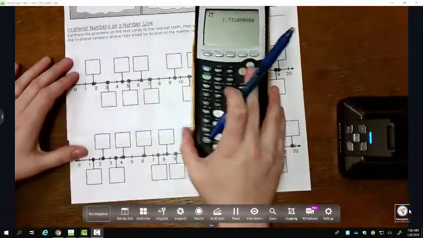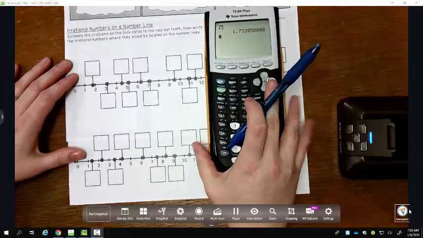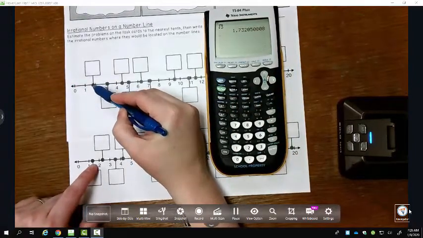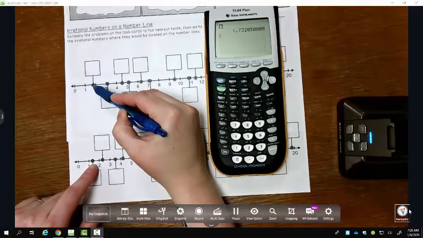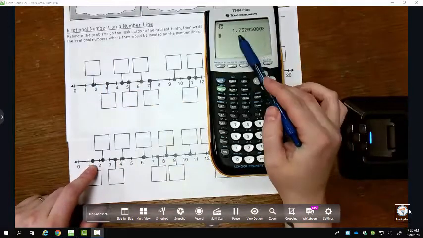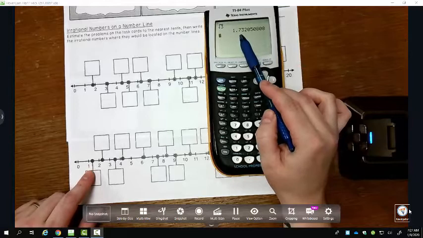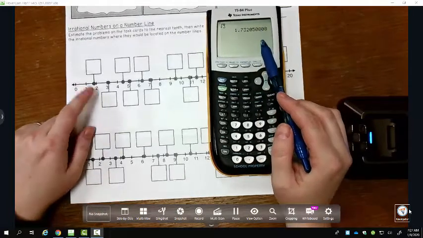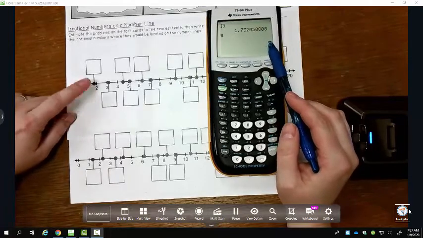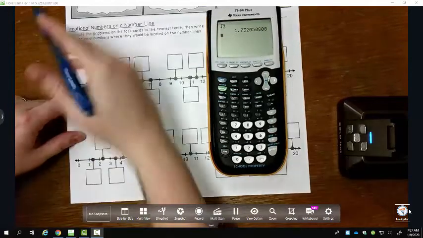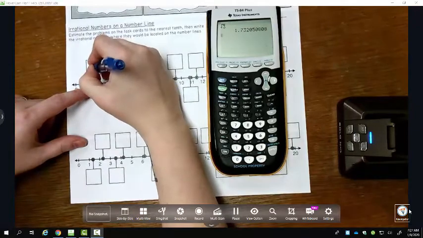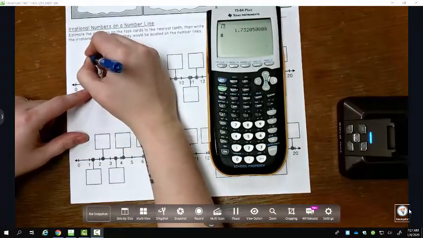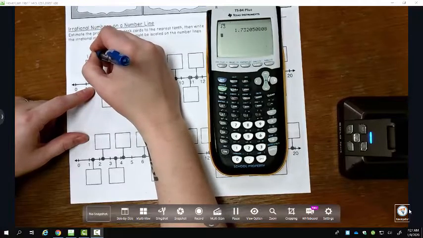So if you look on both of your number lines, you have two choices for a square root to be in between 1 and 2. Because of the 7, this tells you that it's really close to 2. If you were to round that up, that would round to a 2. So we need the dot that's closest to 2. So that would be this one. So inside of the box, you put the square root. And outside, you put your decimal approximate.